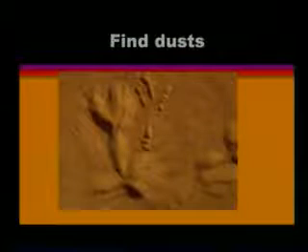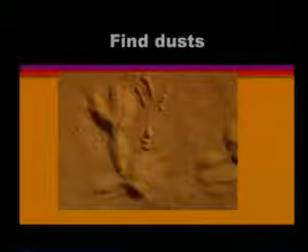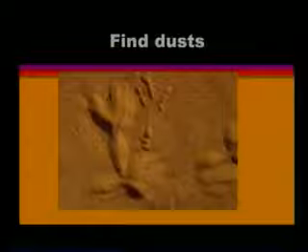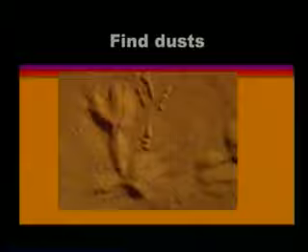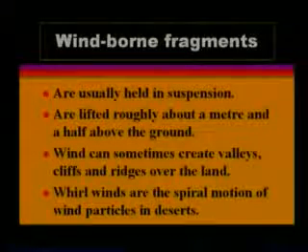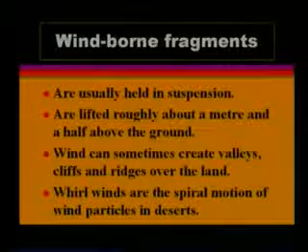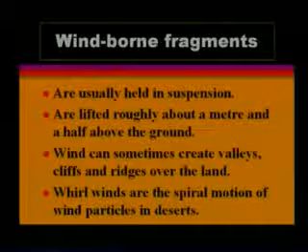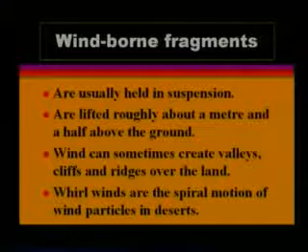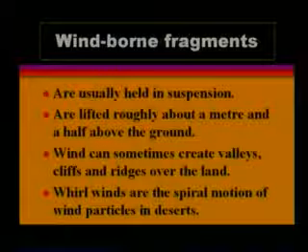Here you are seeing the fine dust removed by the wind and deposited in another place, and the nature of the particles removed by the wind can be seen in this diagram. The wind-borne fragments are normally taken away by suspension in the air, and they are lifted roughly about 1.5 meters above the ground surface, and wind can sometimes create valleys, cliffs and ridges over the land surface.